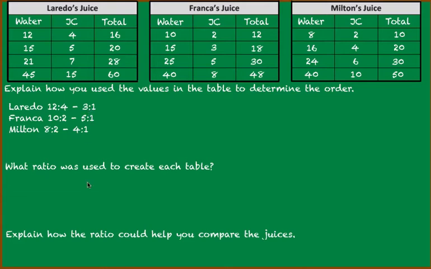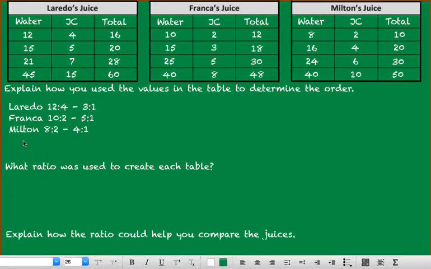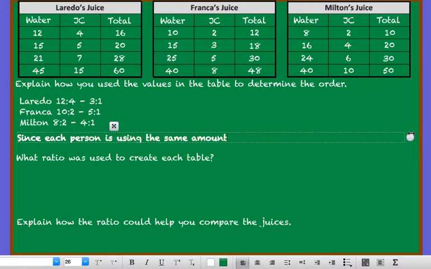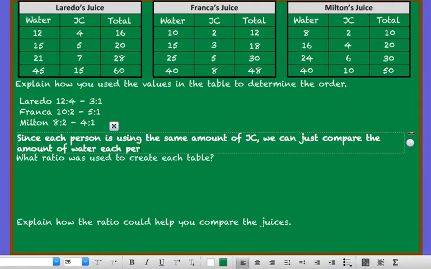So explain how we could use these. So what we would say here is, since each person is using the same amount of juice concentrate, we can just compare the amount of water each person uses to find out who makes the strongest juice.